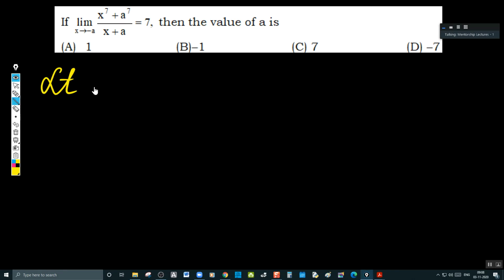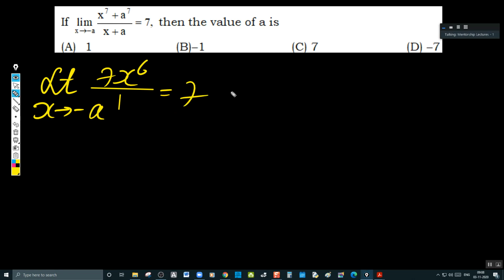The denominator becomes 1, and the numerator becomes 7x^6 as x tends to minus a, which is given to be 7. So that 7 gets cancelled and you will have x^6 equal to 7's counterpart: replace x with minus a, and thereby you will get a^6 is equal to 1. And a cube is equal to... A and B. That's it.